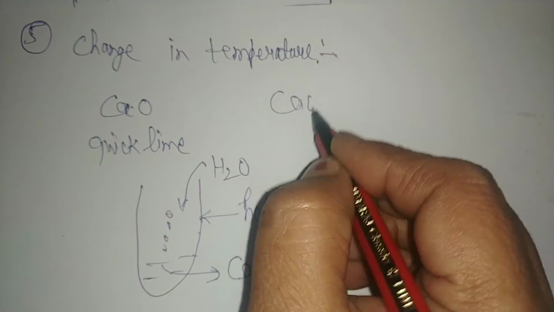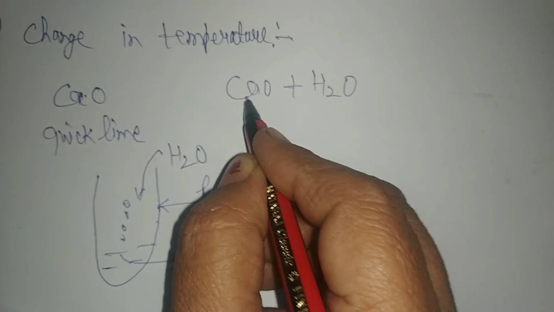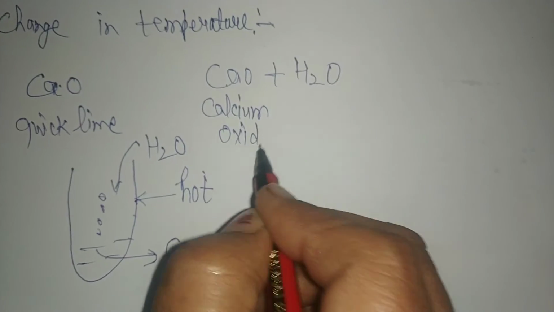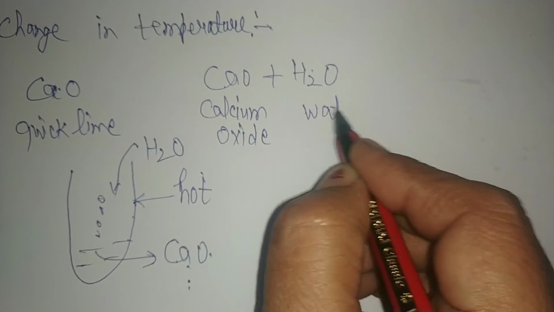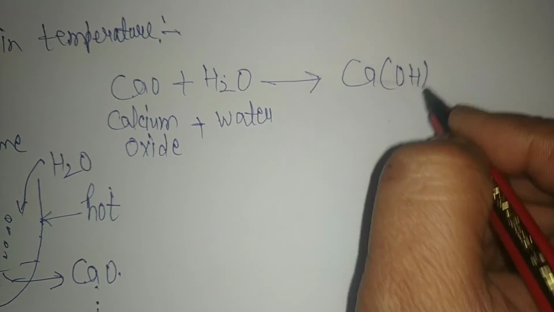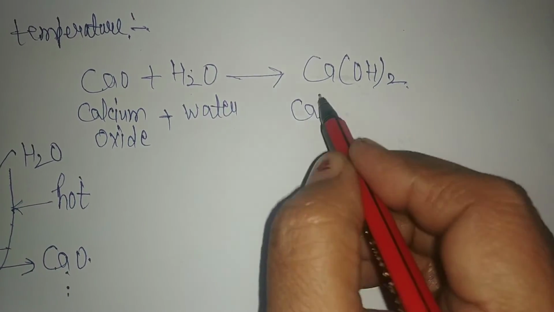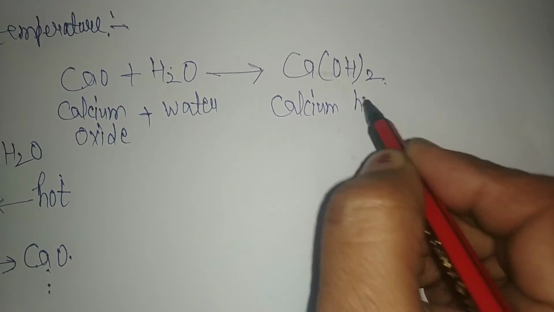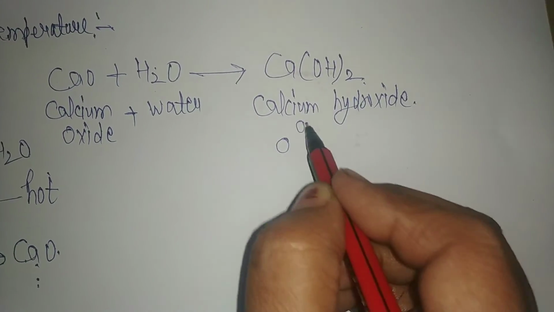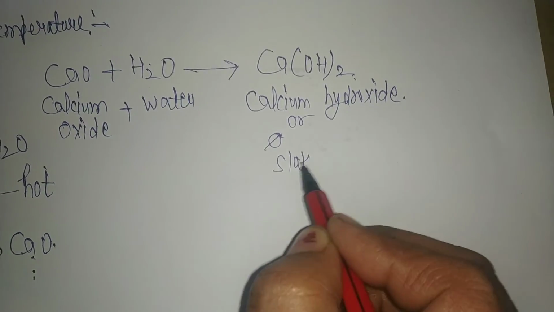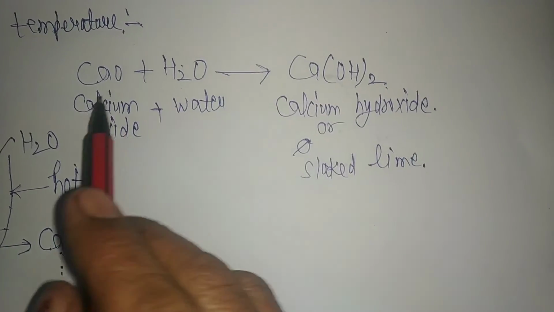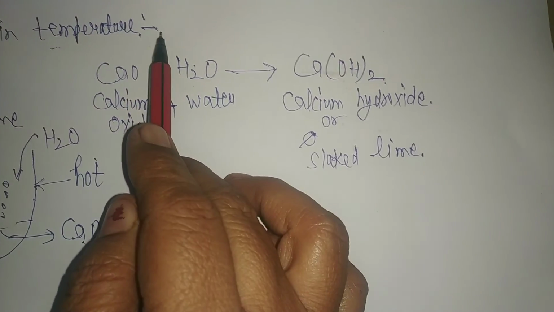So CaO plus H2O. This is quicklime, calcium oxide, plus water gives rise to Ca(OH)2. Again telling you, this is calcium hydroxide or slaked lime. So this is change in temperature.